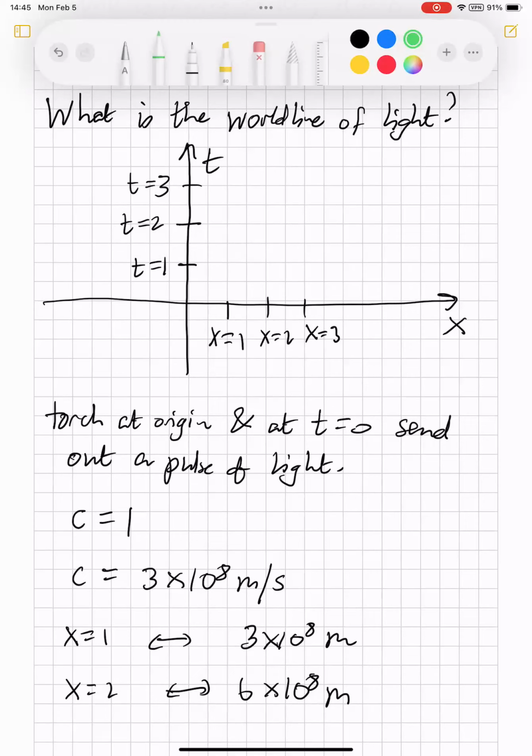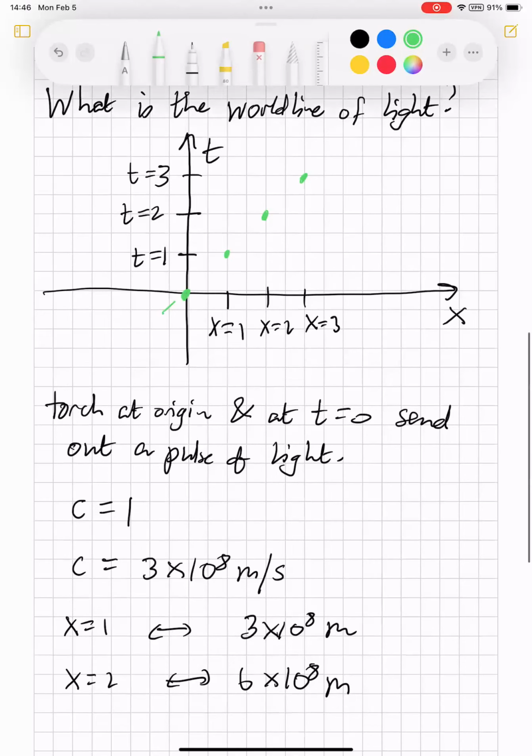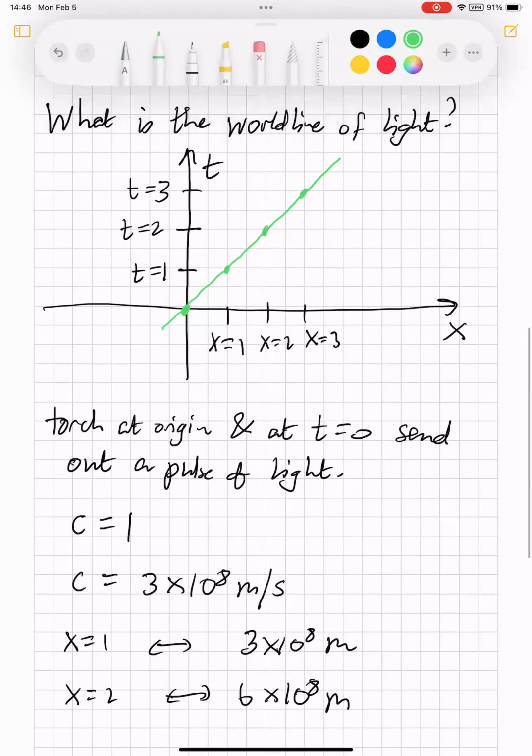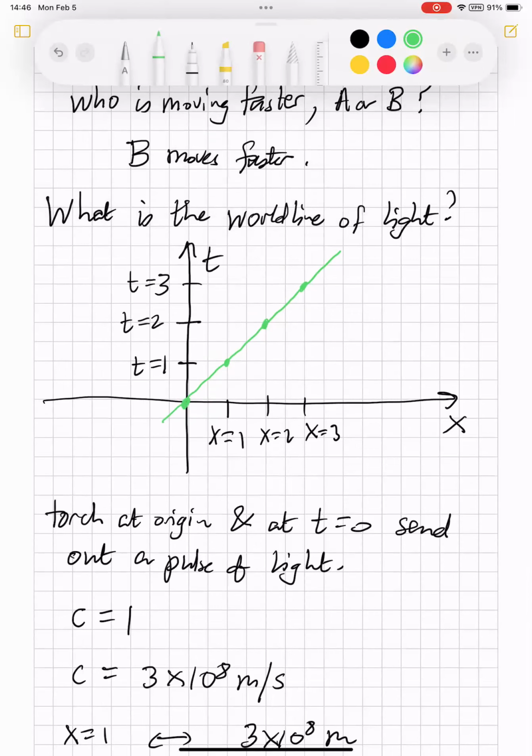And my world line, my pulse, starts at T is equal to 0 at the origin at X is equal to 0. And I would move through the point X is 1 at T is 1, because the speed of light is 1. I'd move to the point X is 2 when T is 2. And finally, I'd move through the point X is 3 at T is 3. So this is what the world line of light would look like, okay? The world line of light is a line of 45 degrees, or if you prefer radians, pi by 4 radians. That is the world line of light.